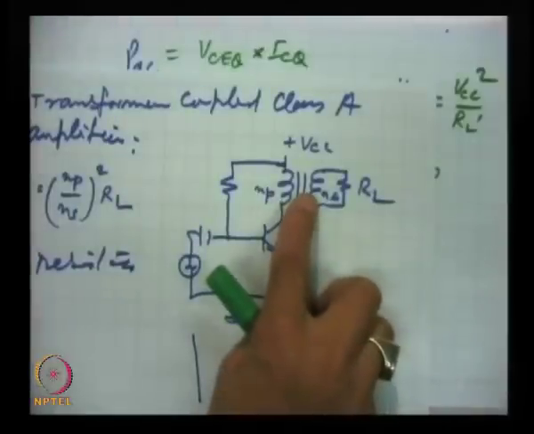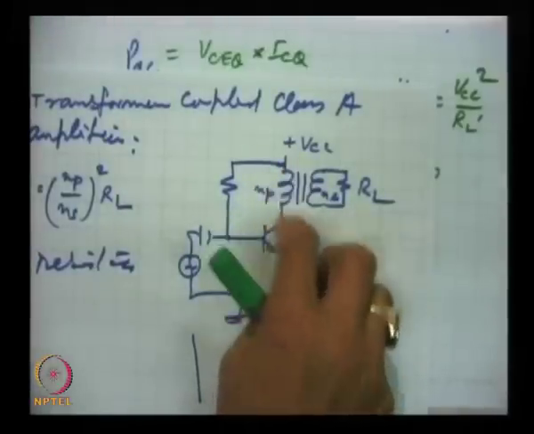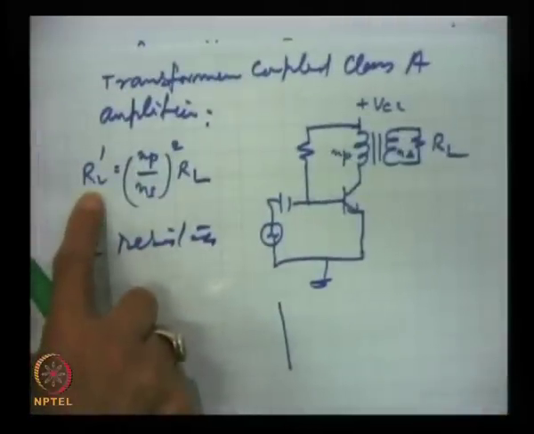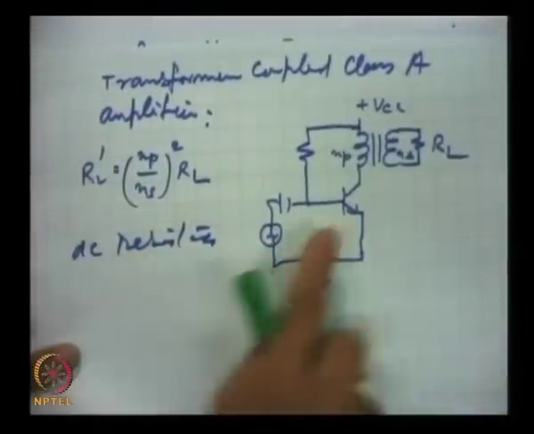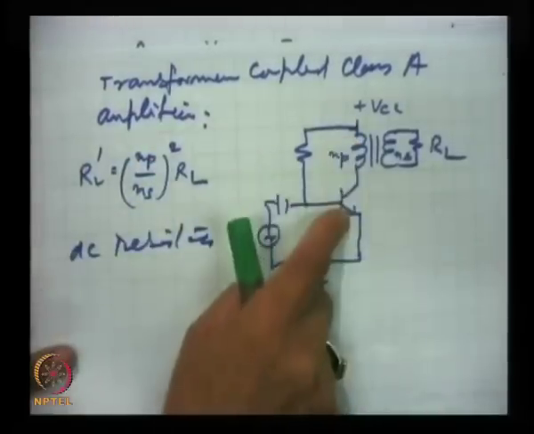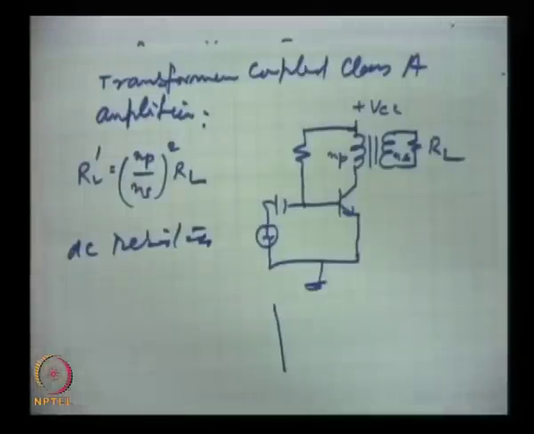Same is true here, because through this transformer, the DC will be blocked. Plus this relation, effective load, also has an advantage, because by adjusting this ratio, we can get the matched load for maximum transfer to the load. So these are the advantages, but still the use of the transformer coupled class A amplifier is restricted, because the transformer is bulky, and if the frequency response has to be good, then these transformers are expensive.